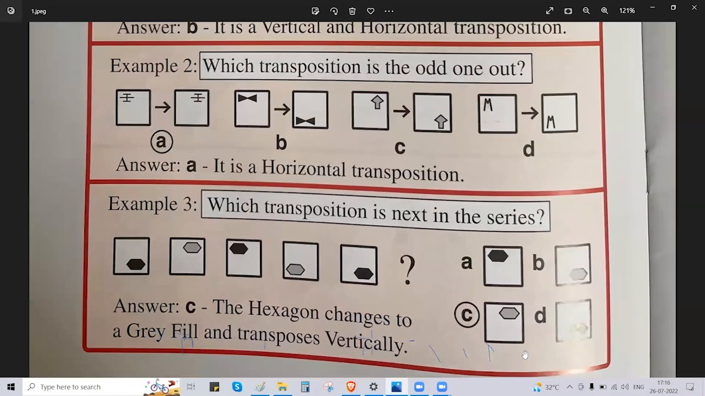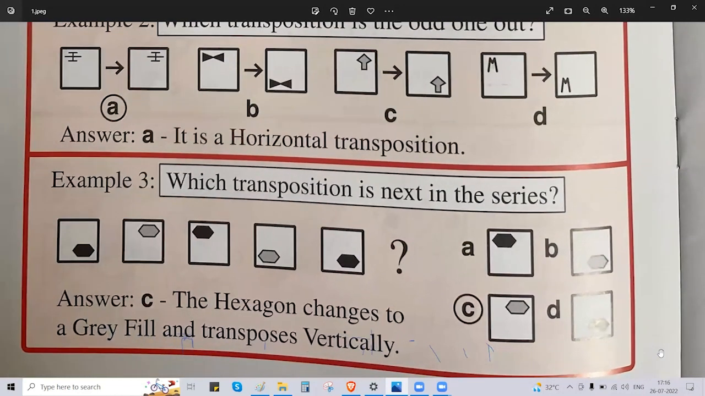Okay. Tell me once again, which one did you say? I said C. Yes, it's C. So what type of transposition is happening here? Please read it out. It says the gray hexagon changes to a gray fill and transposes vertically. Exactly. So here it is vertical transposition. And how many changes are being done there? The layering is what? 2.